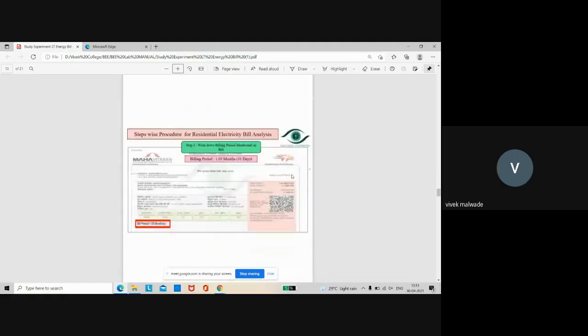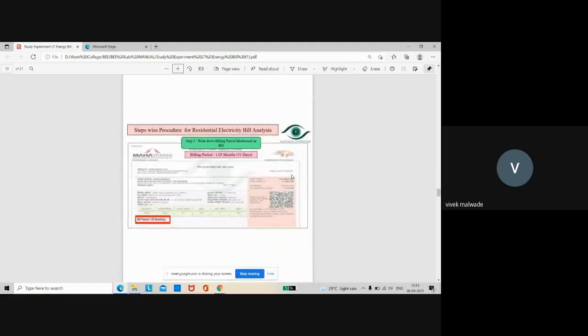Now second step, you have to look for a billing period. Now here you can see billing period is 1.03 months. 1.03 is nothing but your billing period is 31 days. Okay, 31 divided by 30 is 1.03. 31 days का आपका billing period है.